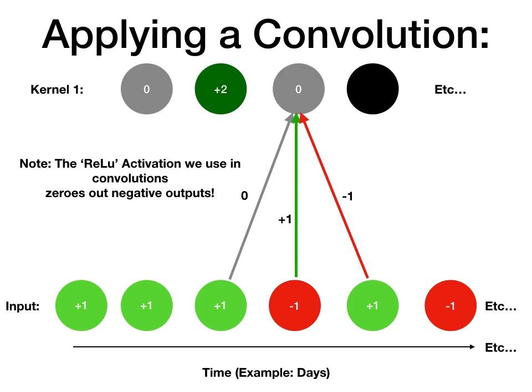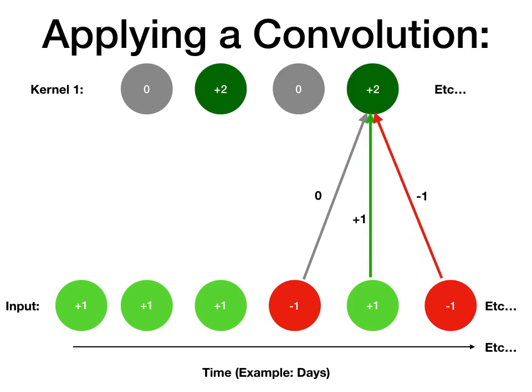So we'll do this a few more times. And you'll notice that in two instances of our input, we've switched from positive to negative. And this convolution operation, or sliding kernel approach, has detected both of these transitions.